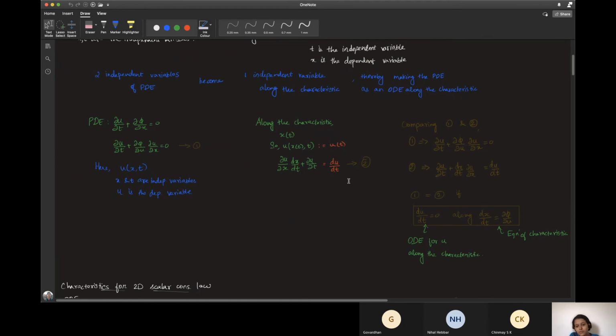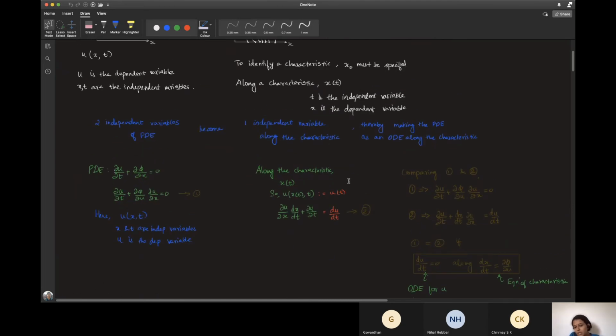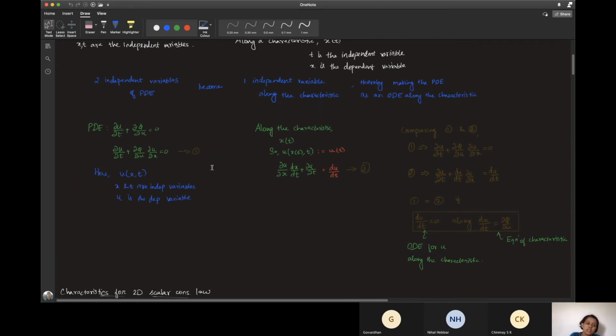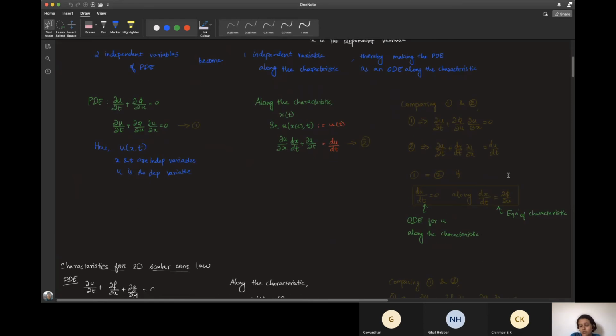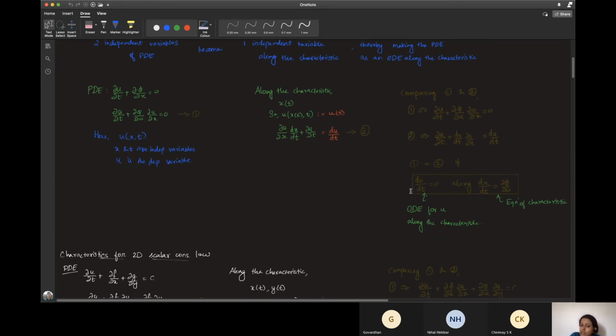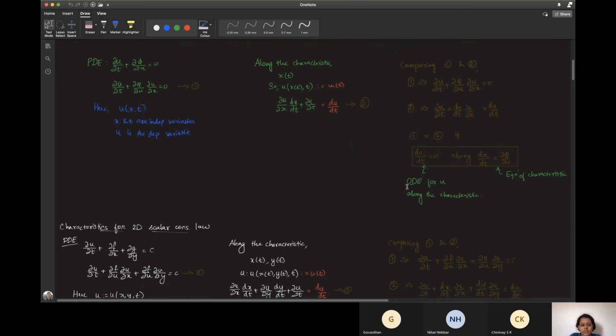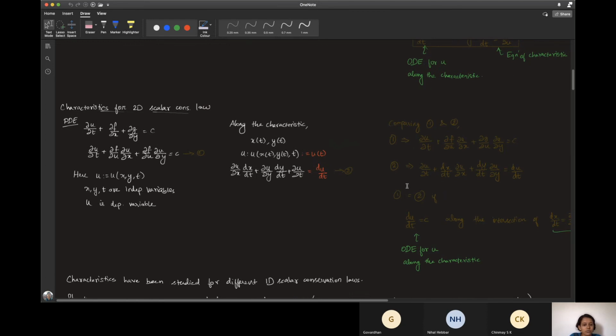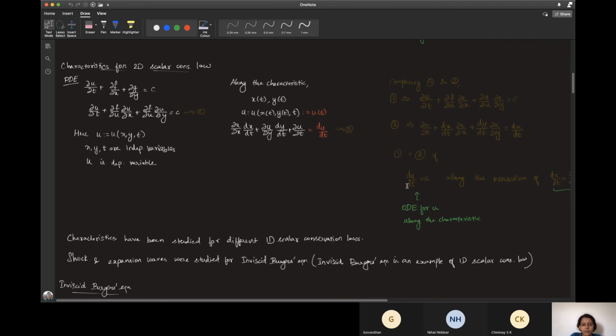That is, for the scalar conservation laws, we converted the PDE into some ODE along the characteristic alone. Even if you have some source term here, the ODE will become du by dt equals some source term along the characteristic. And then you again have an ODE, you need to solve that ODE along the characteristic. So this is it. Now going to 2D scalar conservation laws.